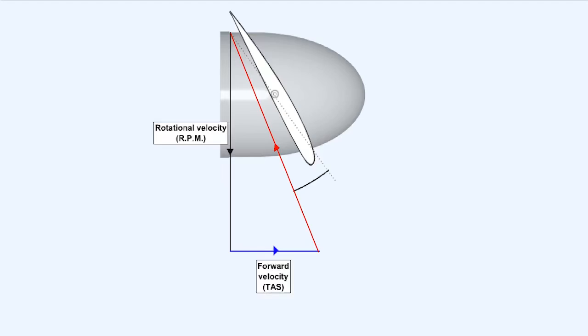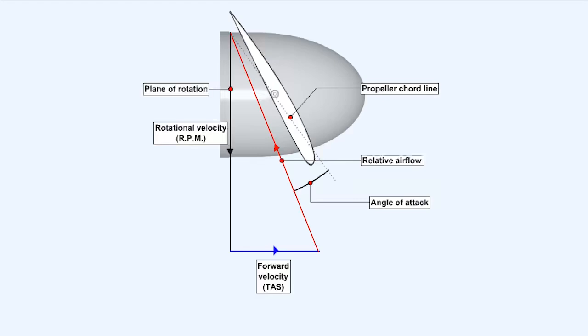We've just seen that a propeller receives its relative airflow from a direction which is governed by the aircraft's true airspeed in the direction of flight, and its own rotational velocity in the plane of rotation. The operating angle of attack will be the angle between the relative airflow and the chord line of the propeller blade. This chord line is set at an angle to the plane of rotation, which, as we've already seen, forms the blade angle or the propeller pitch.